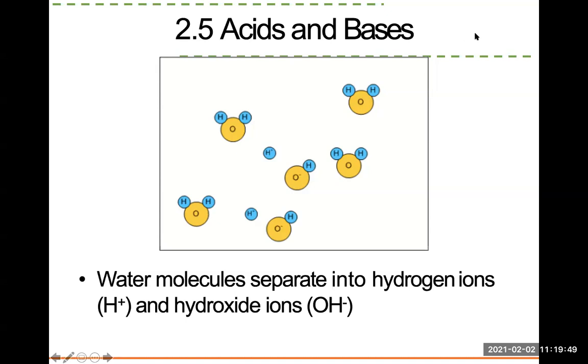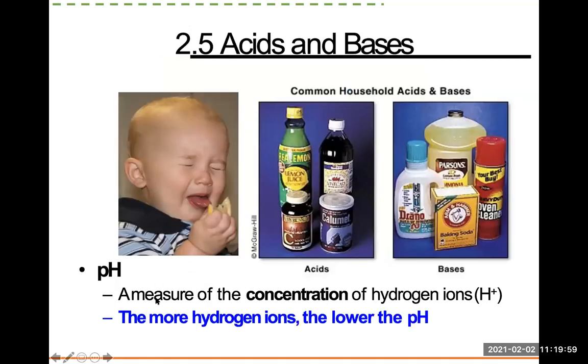If there is a higher concentration of these hydrogen ions in water, that's going to make it more acidic. So that's going to be maybe lemon juice. A measure of the concentration of hydrogen ions is pH. The more hydrogen ions you have, the lower the pH is going to be. So lemon juice or other stuff that you find at home, vinegar, those are acids. If it has a lower concentration of hydrogen ions, it's bases.